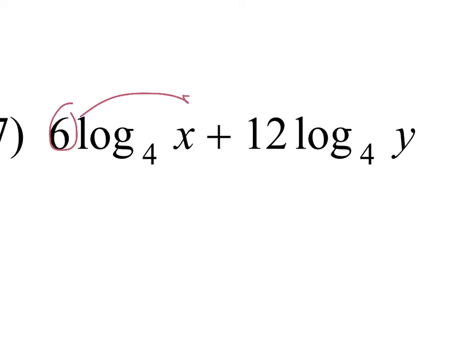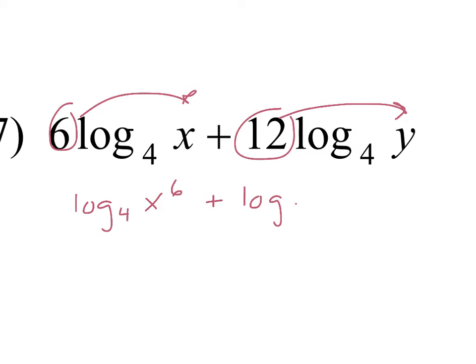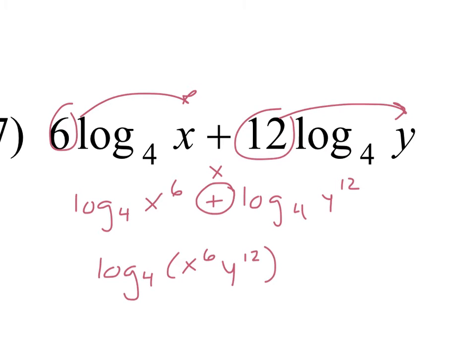So we're going to bring our exponents to the top. So we have log base 4 of x to the power of 6 plus log base 4 of y to the power of 12. Since we have an addition sign, that means we're going to multiply the two together. So we have just one log, because we're condensing it into one single log, of x to the power of 6 times y to the power of 12.